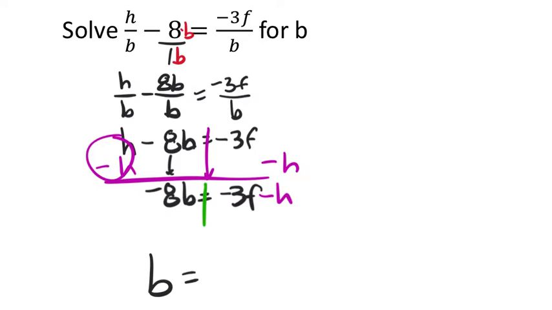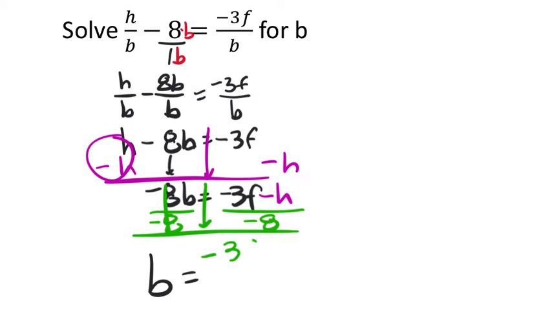The last thing I need to do is to get rid of that -8 coefficient of B. I want it to be a phantom 1 right there, phantom 1. So I will take that -8 and divide it by itself, -8. But if you do it to one side, you need to do it to the other side. That's phantom 1. And I'm left with -3F minus H over -8.